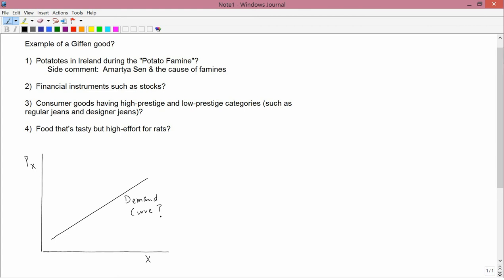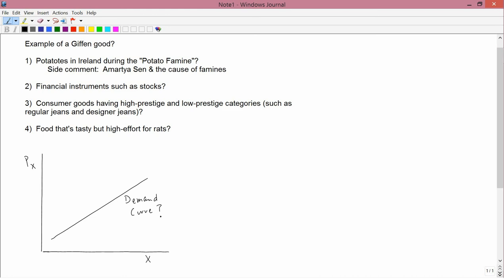So if potatoes in Ireland during the potato famine were not a Giffen good, how about point number two, financial instruments such as stocks? Sometimes people think, well, if the price of a share of stock goes up, then the quantity that you demand of it might go up because you think that's a pattern. It's called momentum in the investing literature. And you think the price is going to keep on going up, and so you want to buy some now in order to take advantage of the price increase.